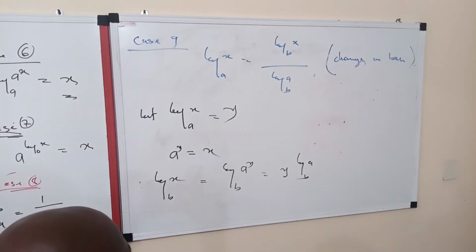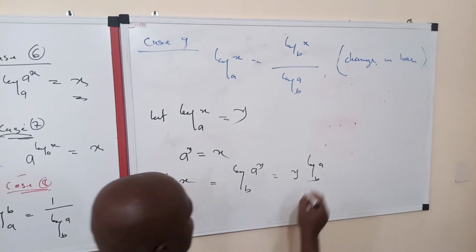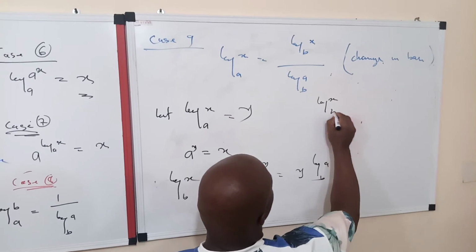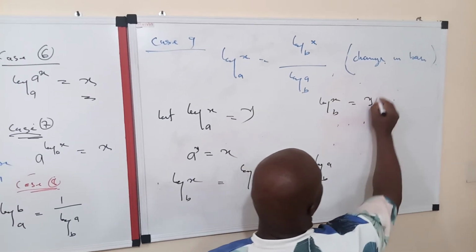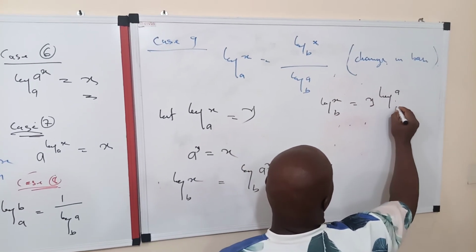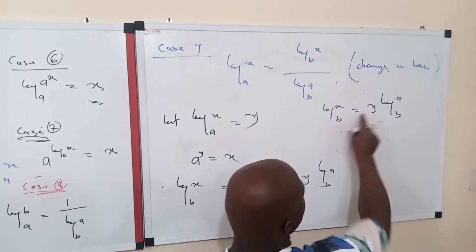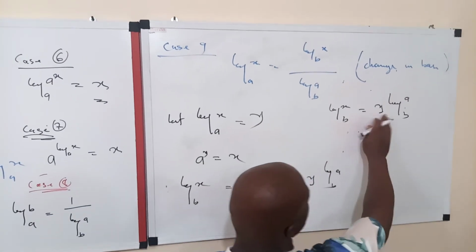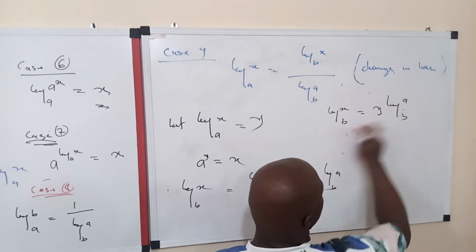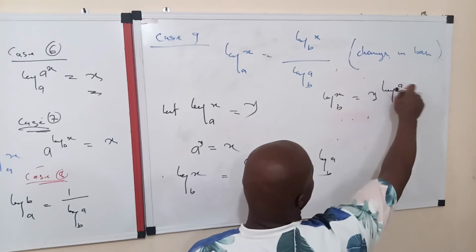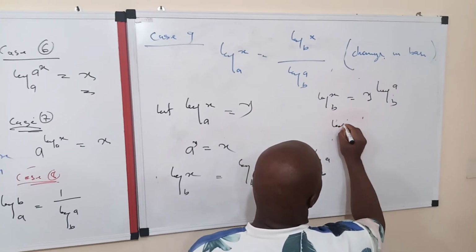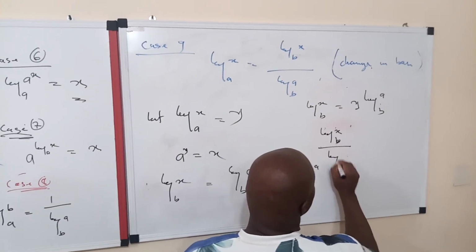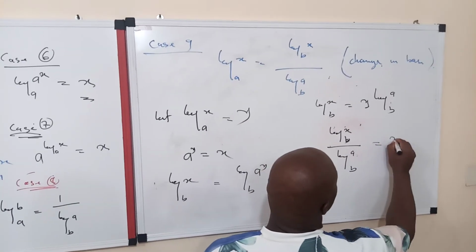Now, if that is true, we have log of x in base b is equal to y log of a in base b. So making y the subject, because we said let this thing equal y, our interest is to determine the value of y. So we will cross multiply. If we divide through by this entity, we are going to have the log of x in base b all over log of a in base b equal to y.